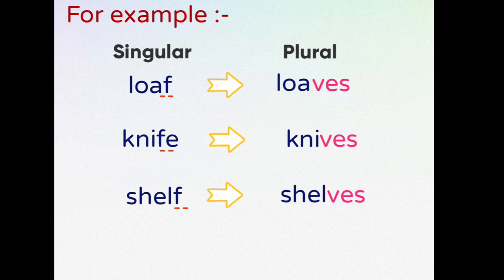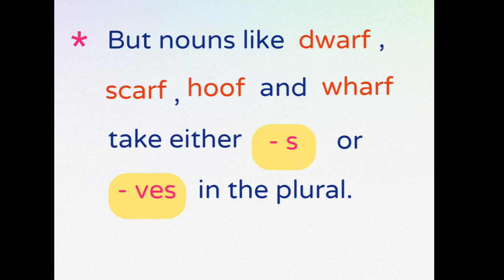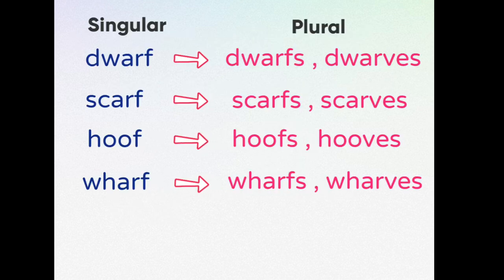Similarly, shelf, shelves. But remember, nouns like dwarf, scarf, hoof, and wharf take either s or ves in the plural, such as dwarf, dwarfs, dwarves. Either s is added or ves is added. Scarf, scarfs, scarves. Similarly, hoof, hoofs, hooves in its plural form. Wharf, wharfs, wharves in its plural form. Either s or ves is added.